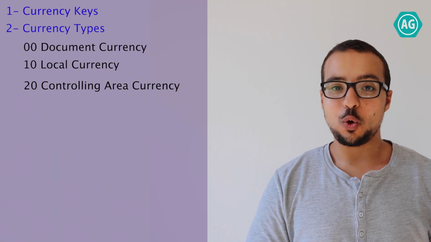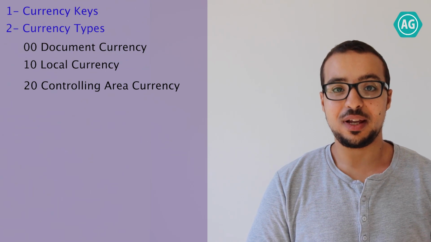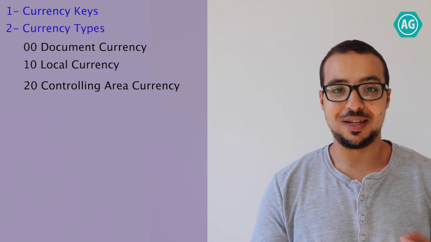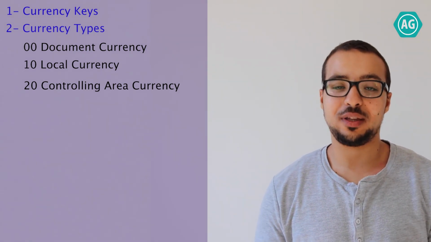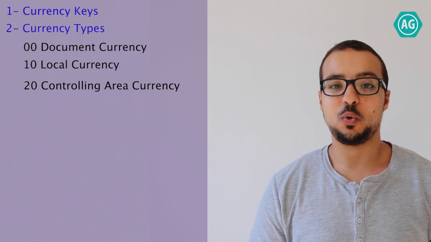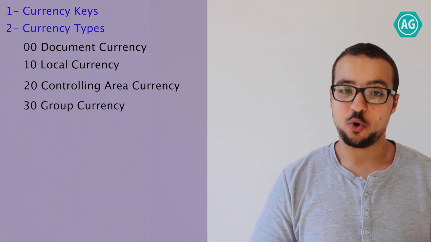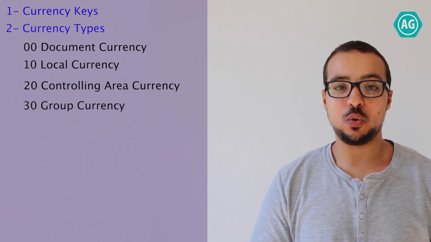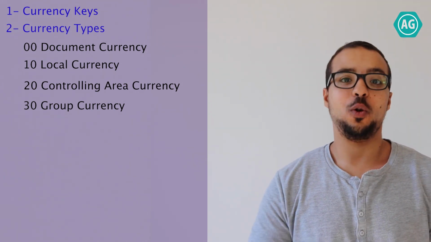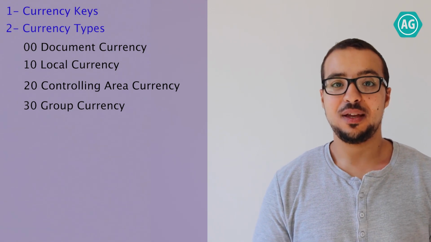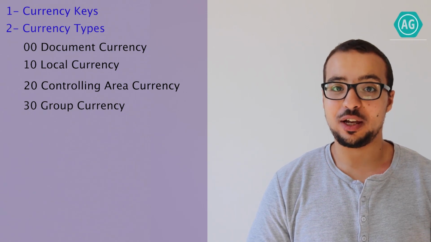Number 3, the controlling area currency. This is maintained on the controlling area definition, and it is related to the controlling reporting, which is the managerial accounting reports. And this can be different from the financial accounting reporting, or it can be the same currency. And this is what we define in the controlling area definition. This is currency type 20. Number 4, the group currency. This is the currency we use to do the group reporting. For example, if we are in an international organization and all the group is going to report in one currency, this is the group currency. And this is currency type 30, and it is maintained on the client definition.